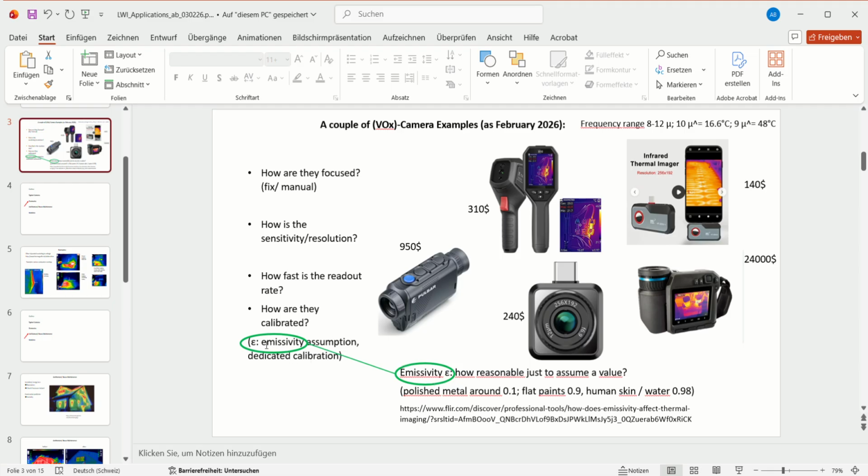Something you have to know is the emissivity parameter, which is something you can program into a camera like this, for example. Polished metal has around 0.1 emissivity. Flat paints tend to be around 0.9, and human skin or water is around 0.98. This has the advantage that if you choose maybe 0.95, you're well off for most surfaces, except metals.